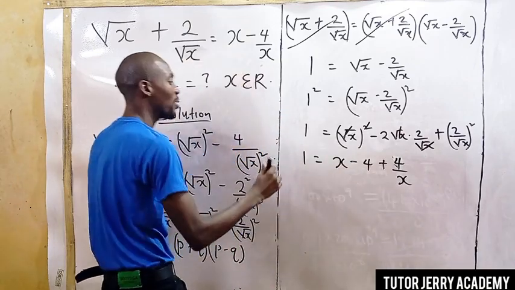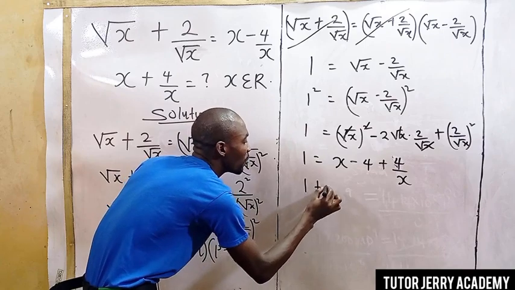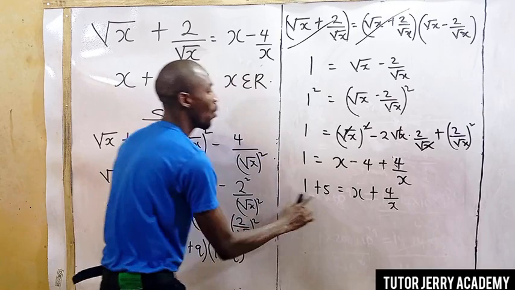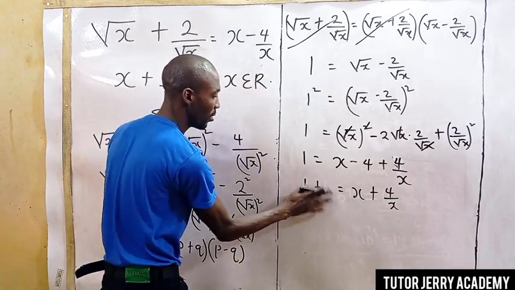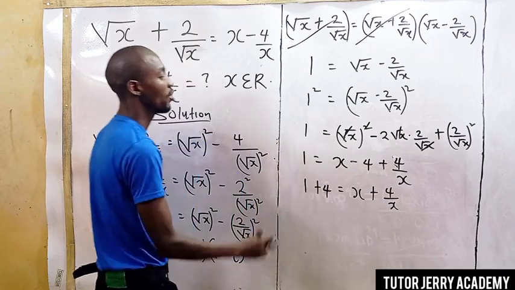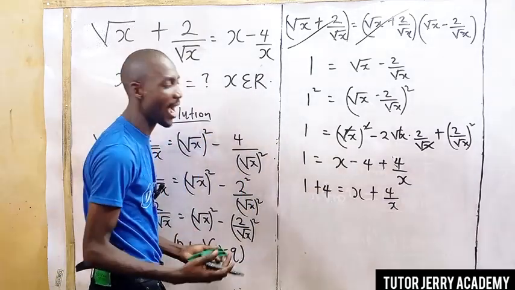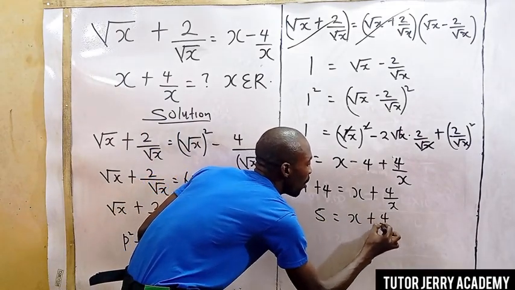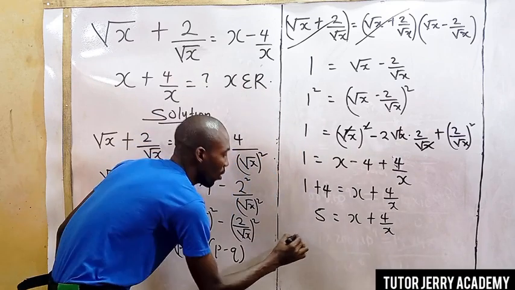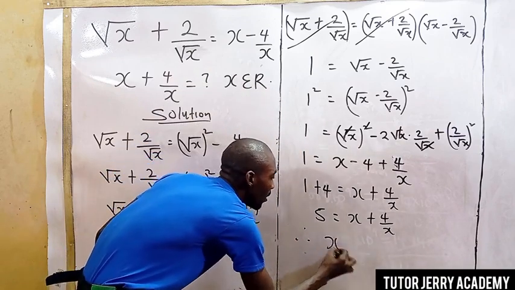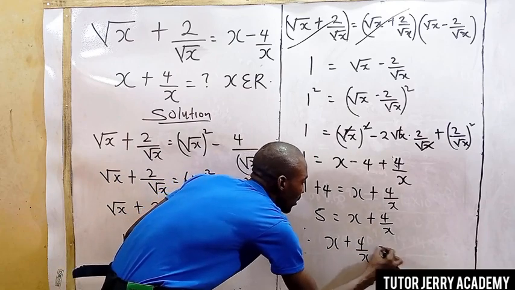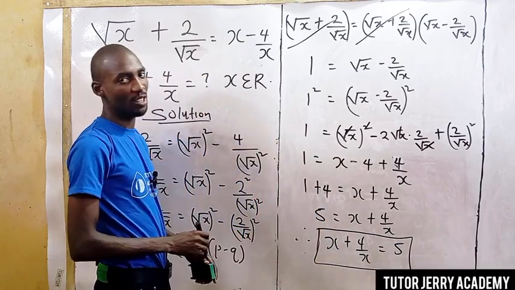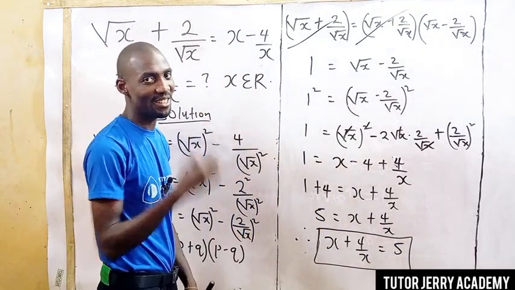If I bring this back to this other side, I'm going to have 1 plus 4 to be equal to s plus 4 over s. Sorry, this is 4. So 1 plus 4 is what? 5. So we can therefore say 5 is equal to s plus 4 over s. Therefore, we can say that s plus 4 over s is equal to 5. So this is the solution to this question. So don't mind my hand, that is faster than my head.